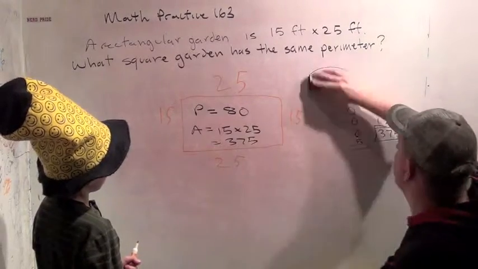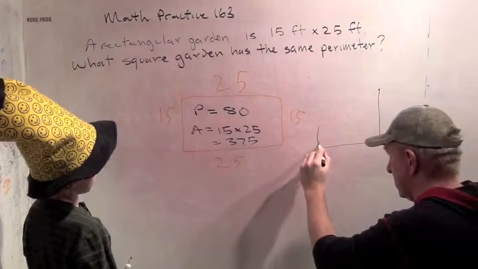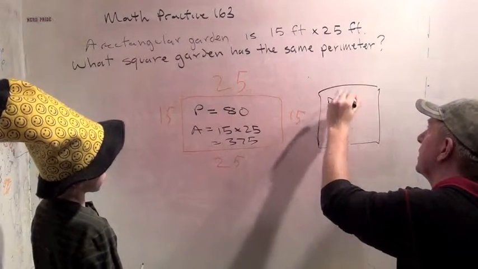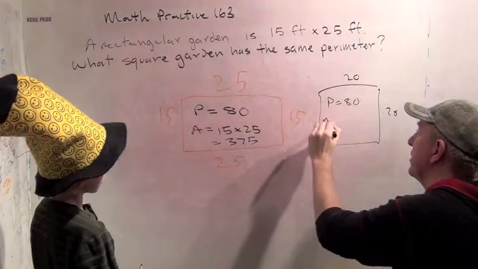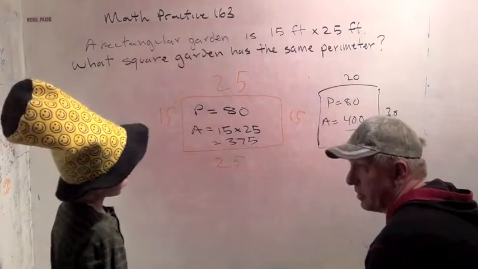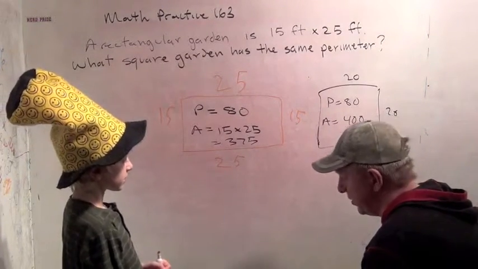And remember, the square had the same perimeter. Perimeter was 80, and the area was 400. It's interesting that the square had a larger area. Same perimeter, but a larger area. Interesting. Okay, so there we go.